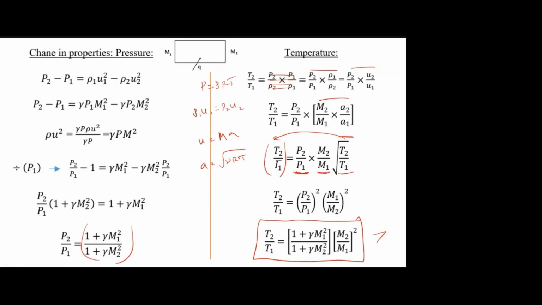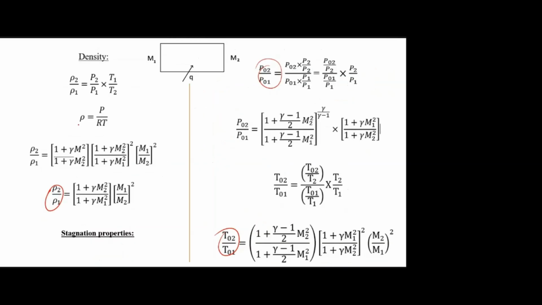Yes, sir. Okay. Then third one is density. Again, we can use the same p is equal to rho RT. So rho is equal to p by RT. So p2 by p1 into T1 by T2. So already both we have found in terms of Mach number. Substitute and simplify. We will get this equation. So all those formulas will be available in the gas table. Okay, so all static properties are over.